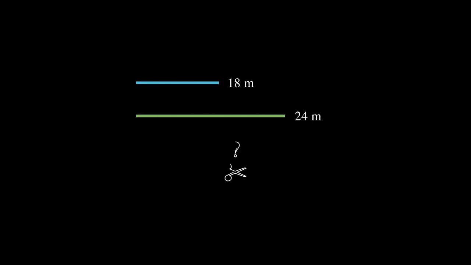A carpenter has 2 ropes, one measuring 18 meters and the other measuring 24 meters. She wants to cut both ropes into equal pieces, as long as possible, with no rope left over. How long should each piece be?